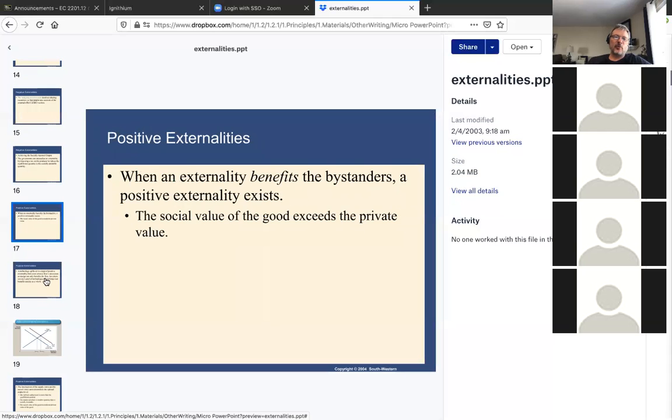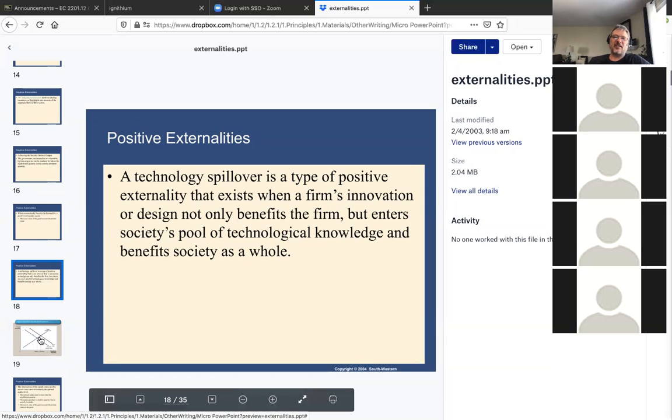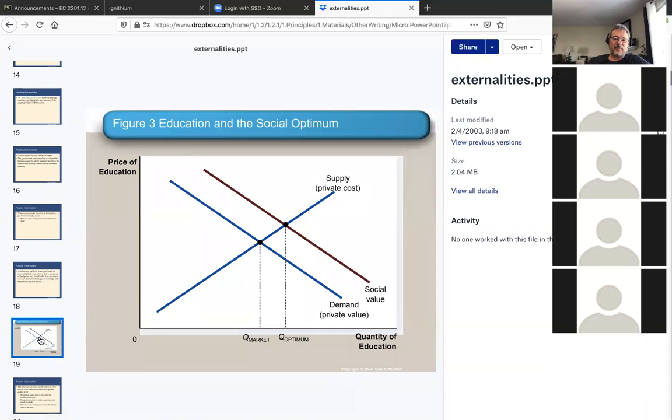When there's an external benefit, then instead of a tax, the opposite of a tax, when the government takes money from you, a subsidy is when the government gives money to you. So if you have a positive external effect, and here they give the example of a technology spillover, but it could be anything. Like I said, often vaccines are subsidized by the government. And that's because the picture looks more like this, right?